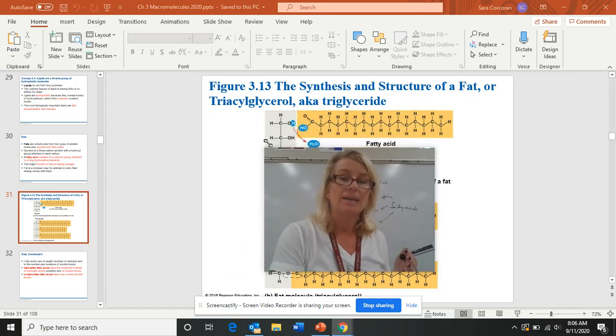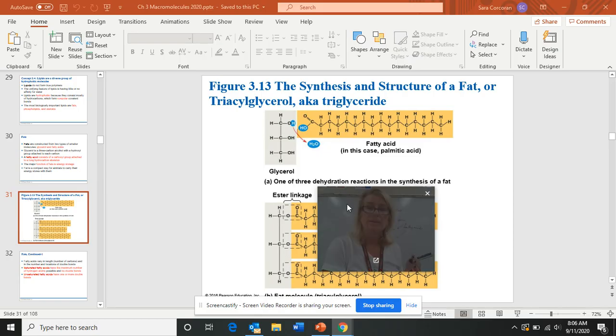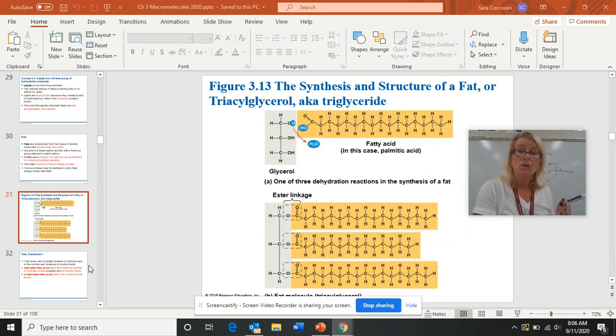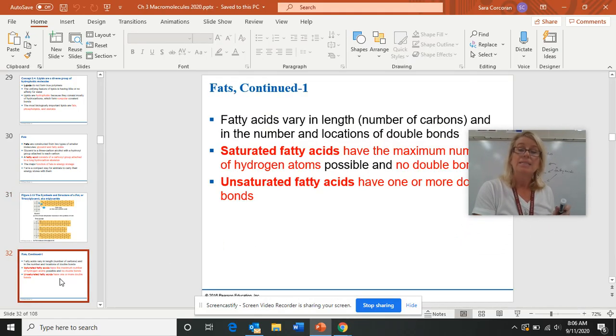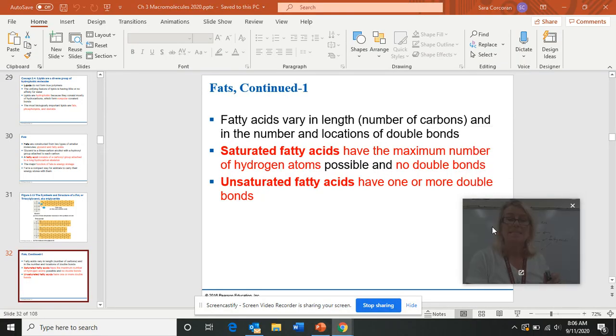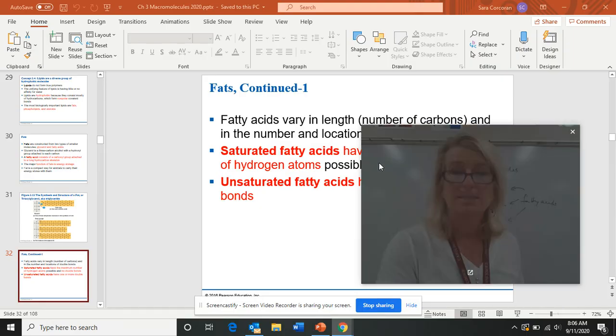So let's talk a second about fatty acids. Fatty acids can be saturated or they can be unsaturated. The difference between the two is that saturated fatty acids have the maximum number of hydrogens and no double bonds. So if we were to draw it, I'm just going to draw it and put it on the board just like I did in class.